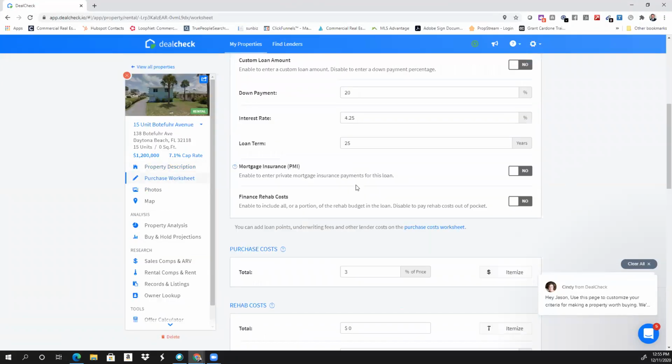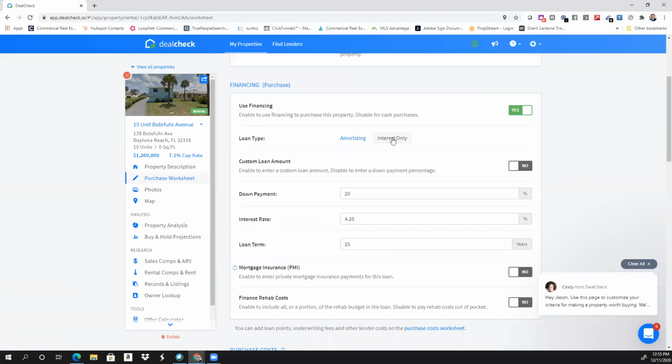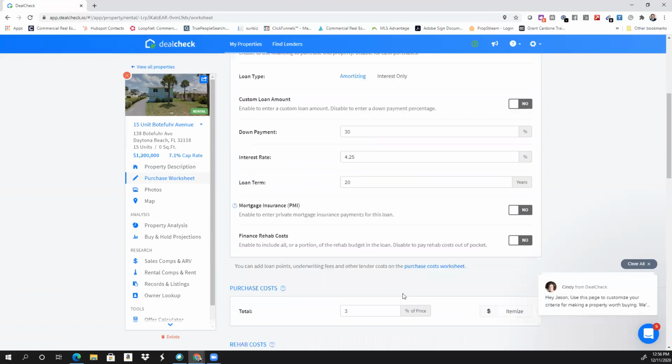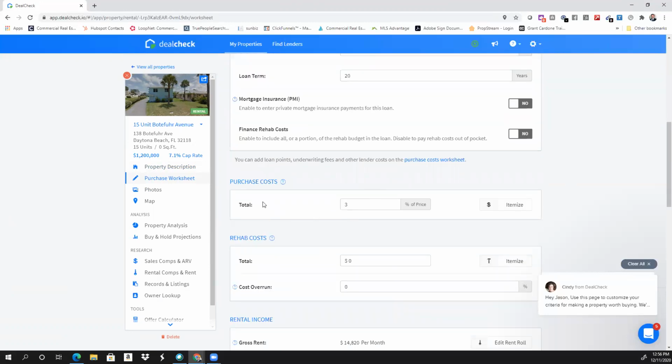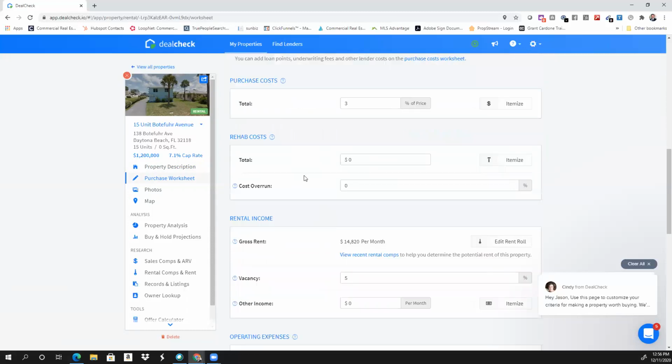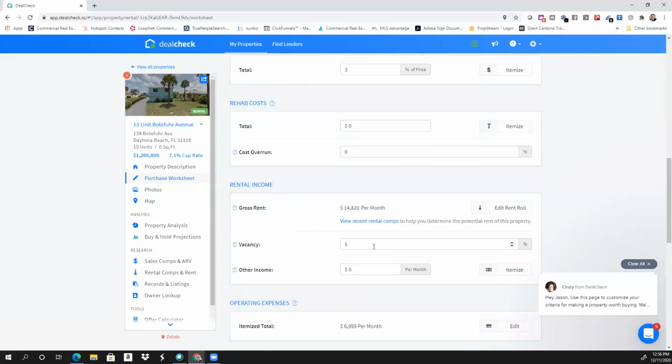Here's where, if you want to show a loan, interest only, an amortization schedule, 20% down, really things have tightened up, like I said, so you're not getting an 80 LTV right now anyway. Interest rates are still pretty good, 25-year term. Sometimes on commercial, though, they'll give you like a 10-year term on a 20 or 25-year amortization. See, purchase cost 3%.